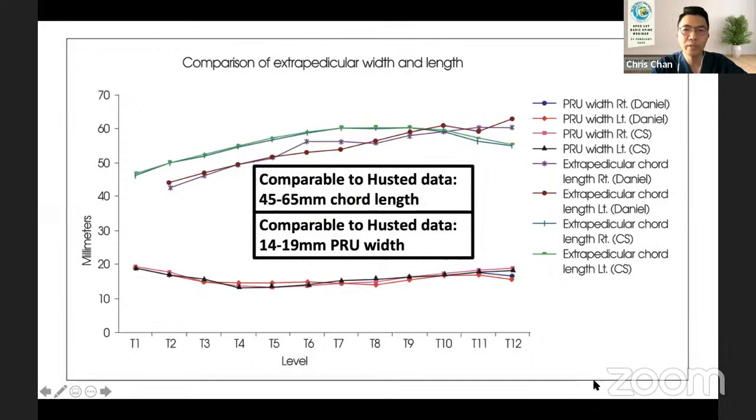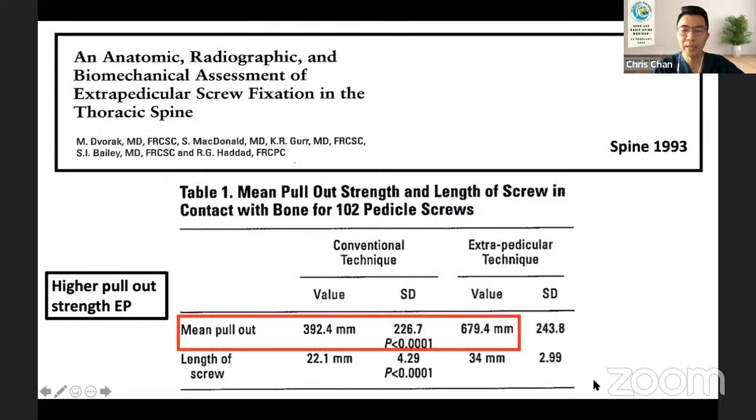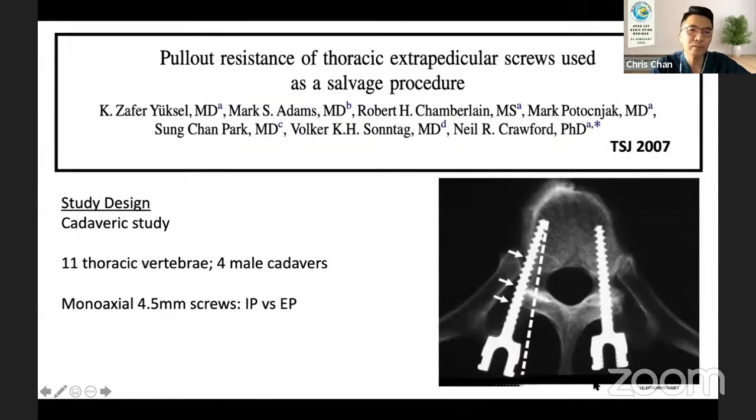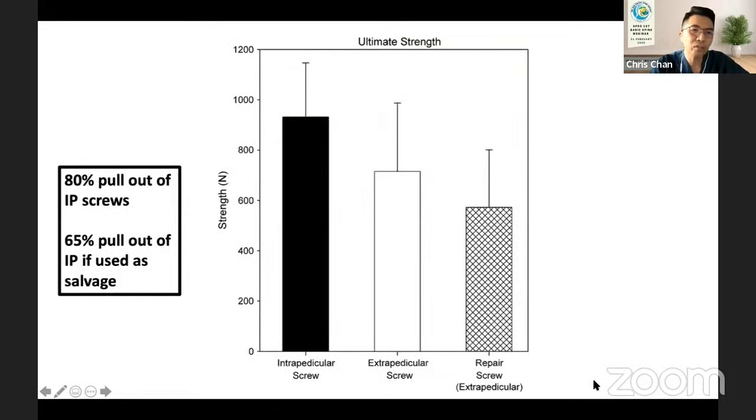A bit about the biomechanics. This study, which was mentioned earlier, showed that the extrapedicular technique actually has a higher pullout strength compared to the conventional technique. However, in this paper by Yuxel, published in the Spine Journal 2007, a cadaveric study shows that extrapedicular screws have 80% of the pullout strength of intrapedicular screws, but if used as a salvage for burst intrapedicular screws, the pullout strength is approximately 65%.